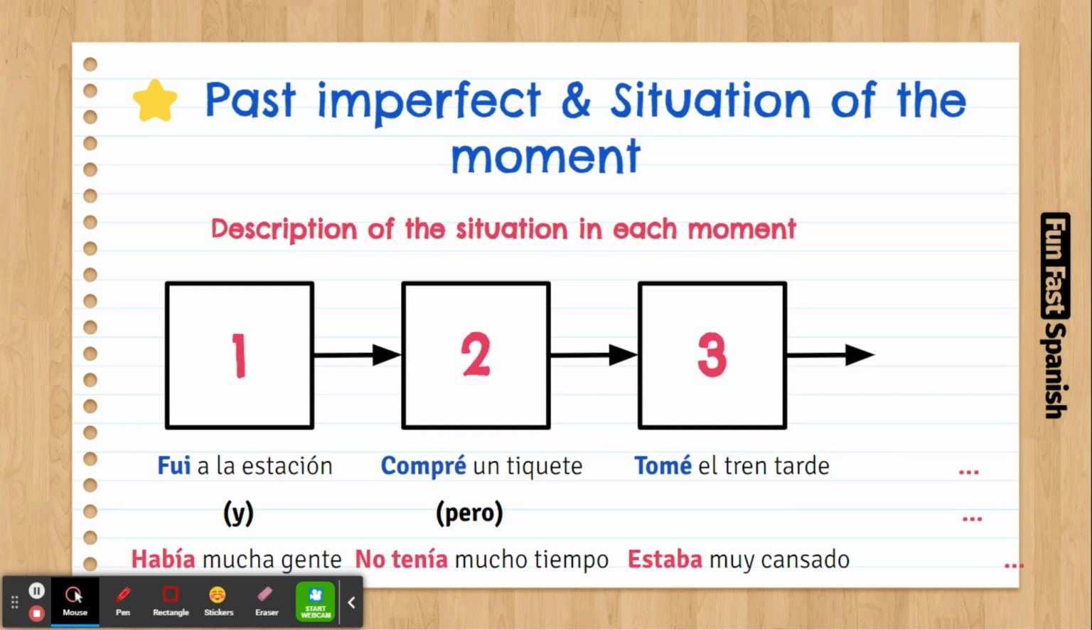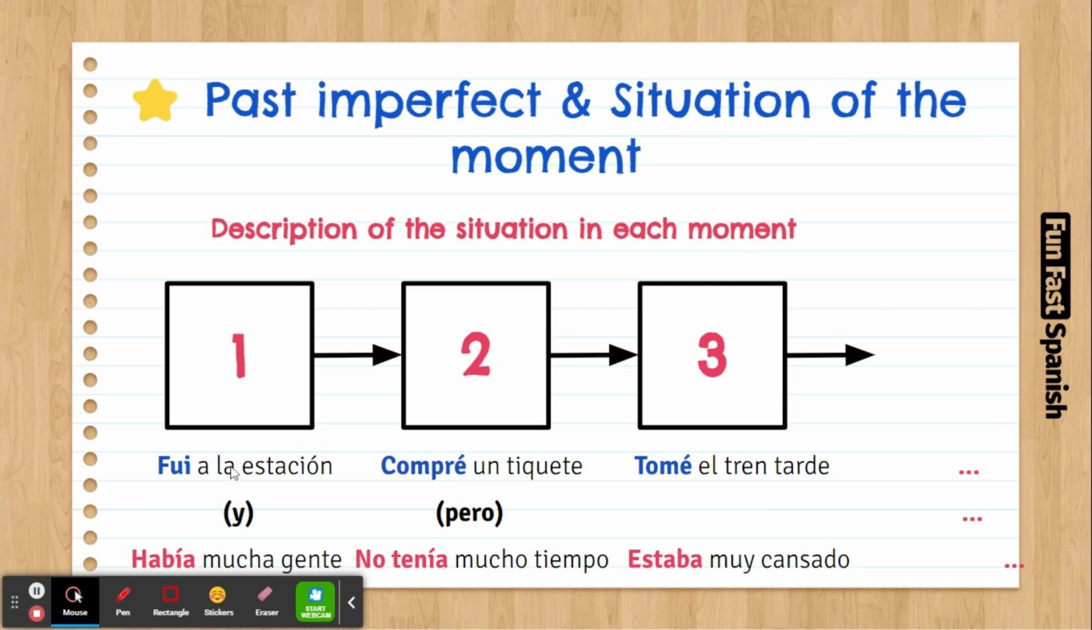Today's video is going to be about something really important: how to describe the situations in certain moments. And when this happens, we're going to use the past imperfect. So let's come back first to the previous video, where we said that we're going to use the past simple to show a sequence of events. And we had an example.